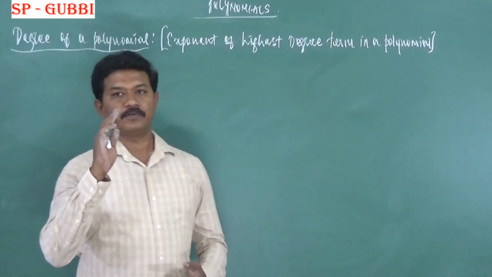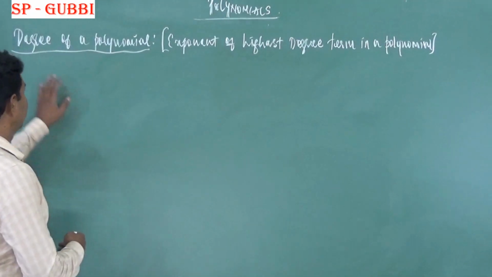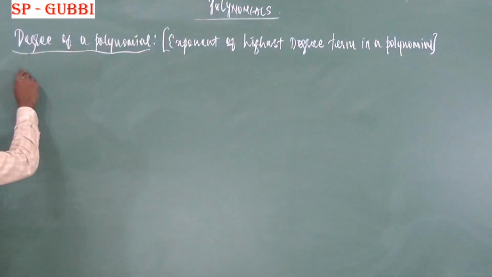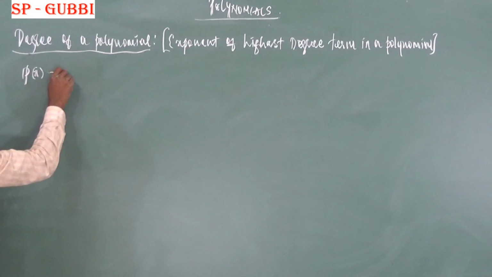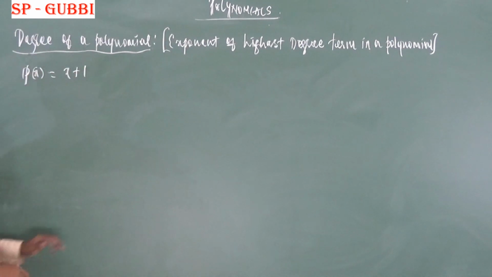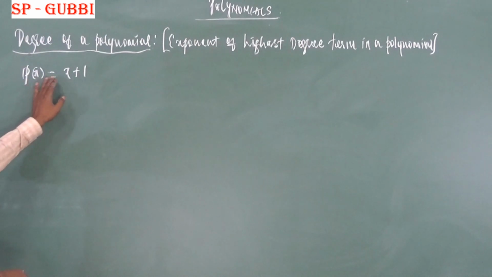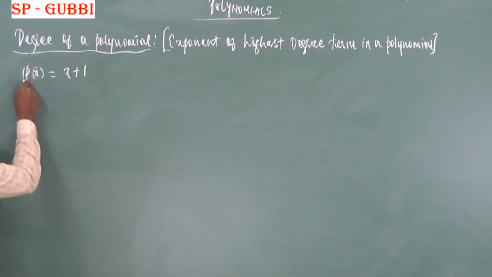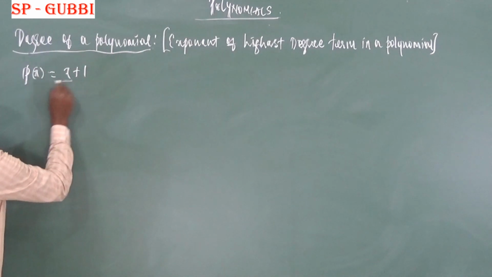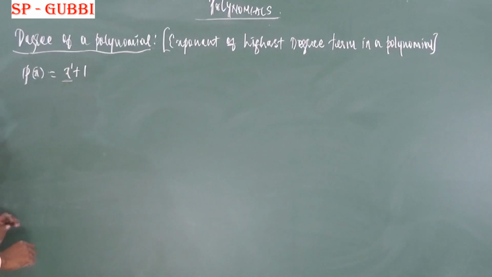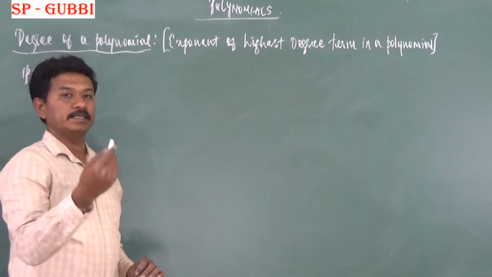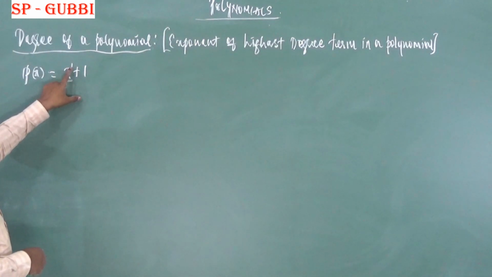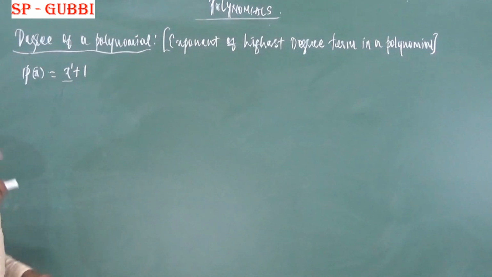Now we will go with the next very important topic on polynomials, that is called degree of a polynomial. Now let us go with this. For example, I have a polynomial p of x is equal to x plus 1. So in this polynomial p of x, x is the variable and the degree of the polynomial p of x is, you have to look at the variable x and see the power of it. So the highest power of the variable involved here is x to the power 1. So therefore the degree of this polynomial is 1.